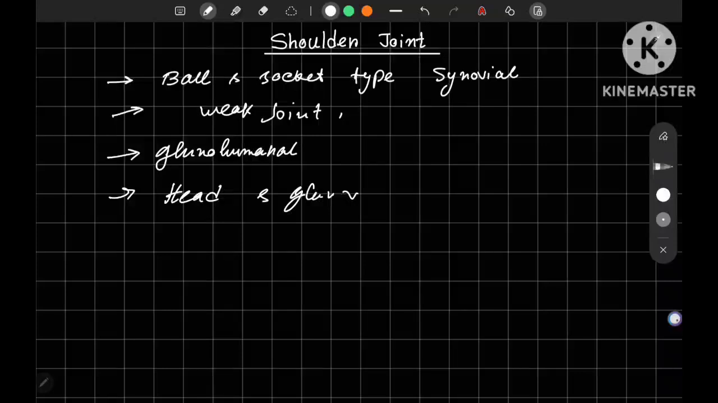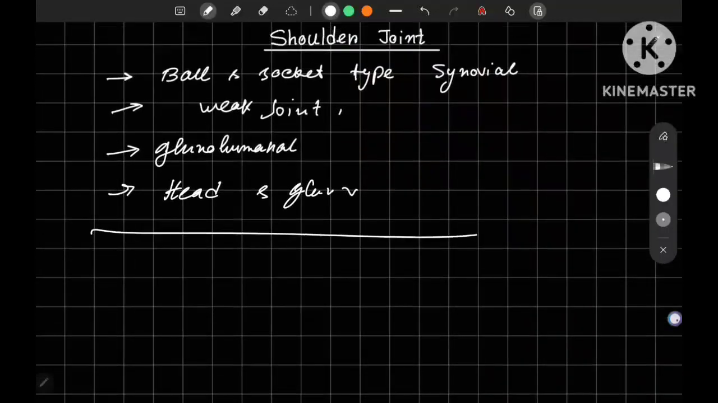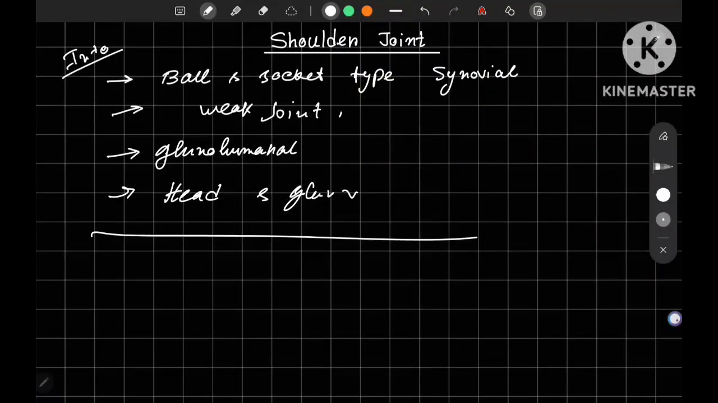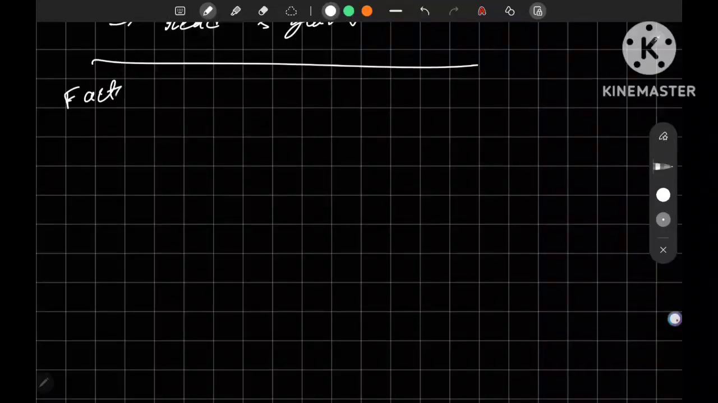Then there are factors which are mandatory, which maintain the stability of the shoulder joint. Let me write those. This is the important thing you have to mention. First, the introduction: you have to write in this order. First, ball and socket, weak joint, and it is between the head of the humerus and the glenoid cavity, that's the glenohumeral joint. Then go for the factors maintaining the stability of the shoulder joint.